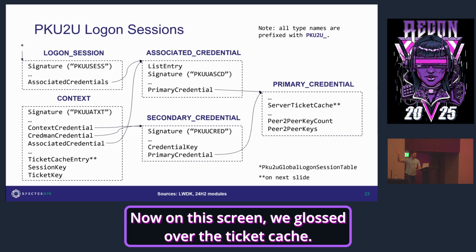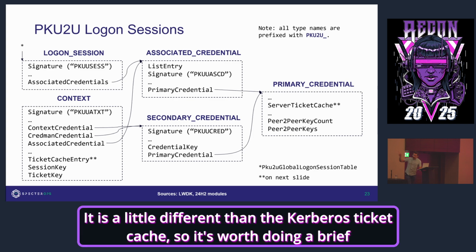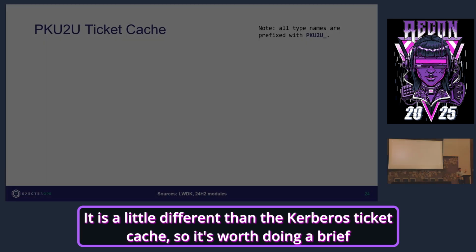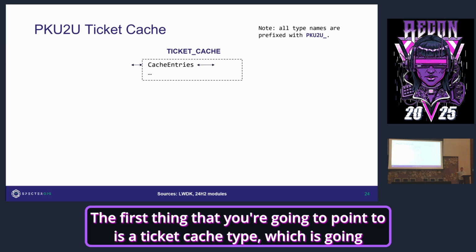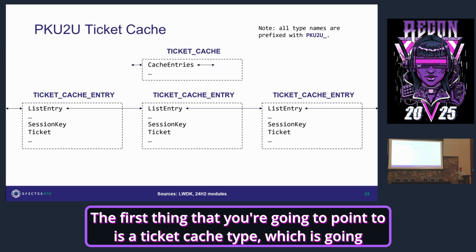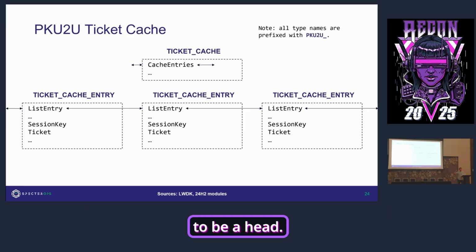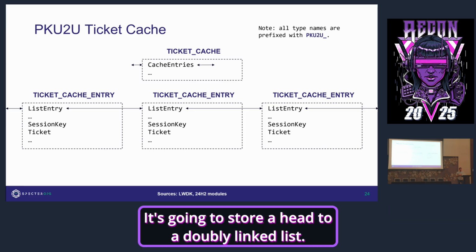Now, on this screen, we glossed over the ticket cache. It is a little different than the Kerberos ticket cache, so it's worth doing a brief overview of that. This ticket cache is very basic. The first thing that you're going to point to is a ticket cache type, which is going to store a head to a doubly linked list.